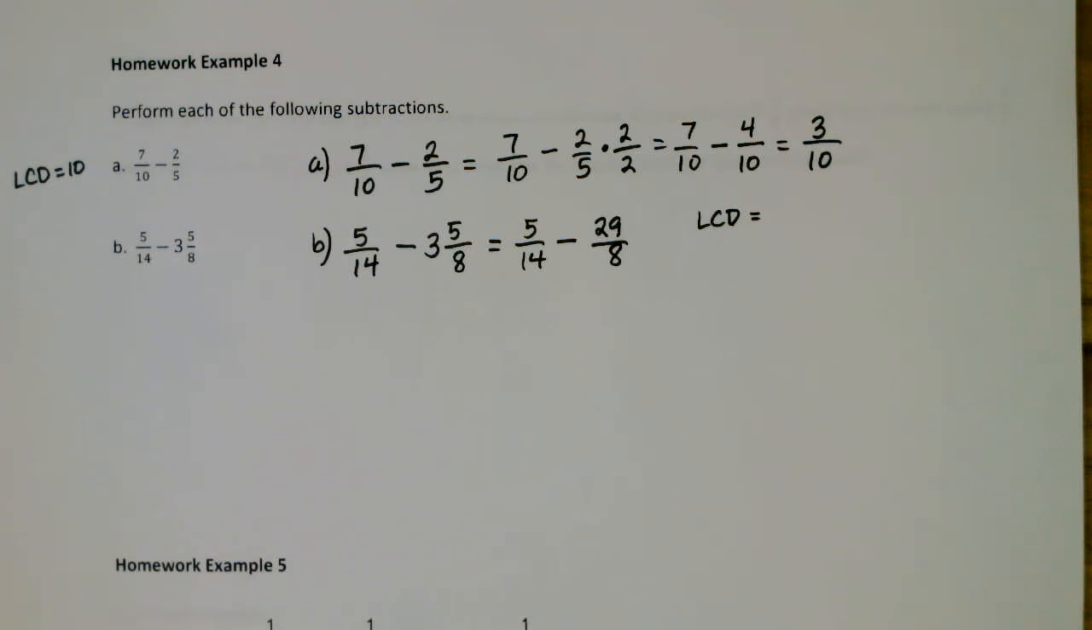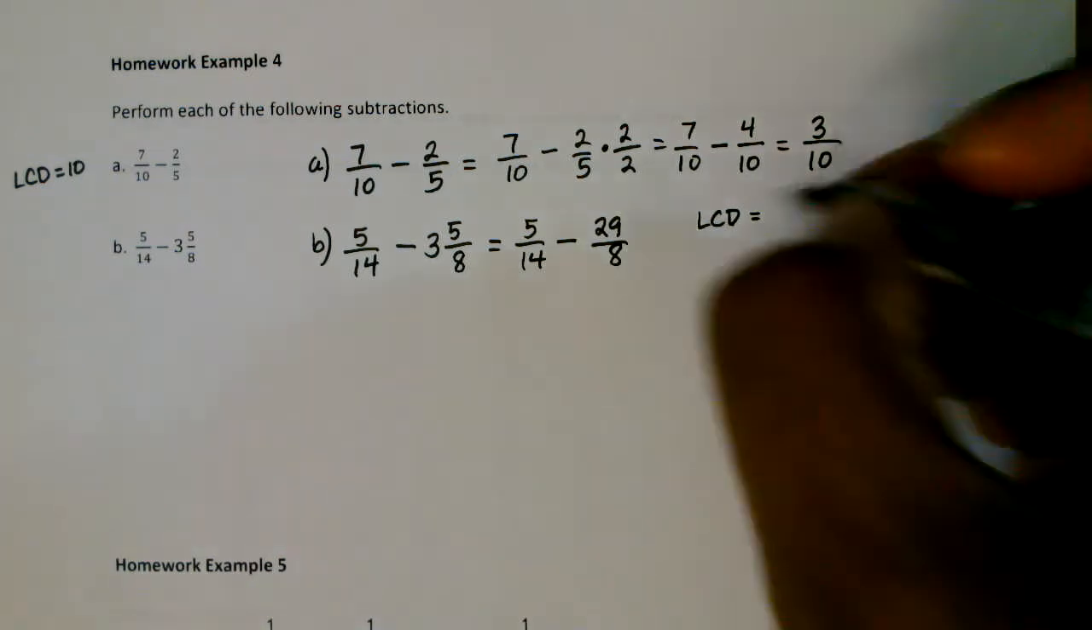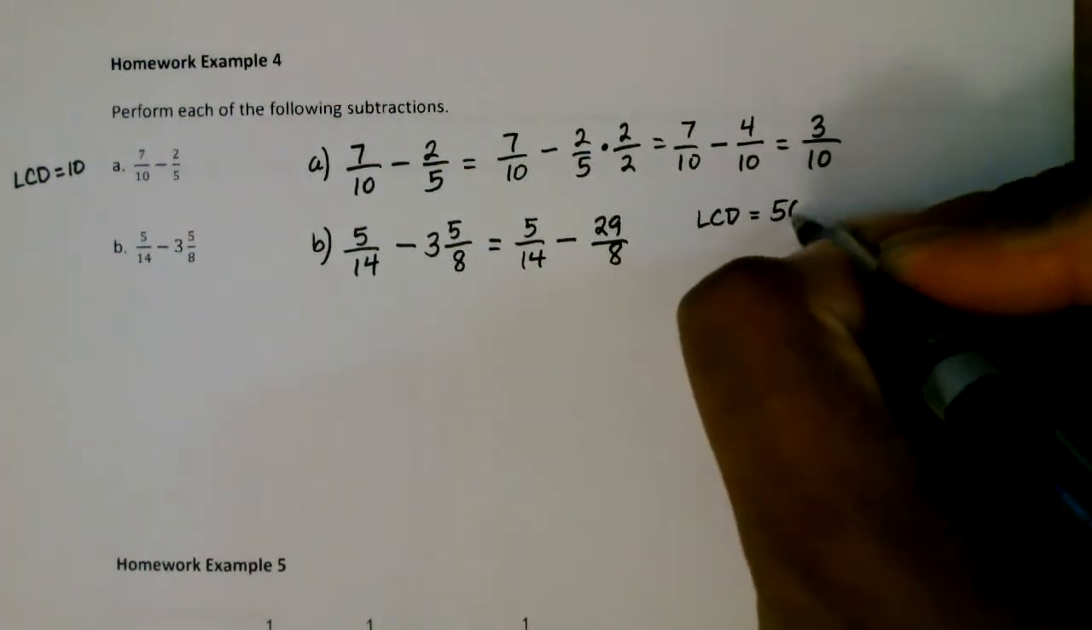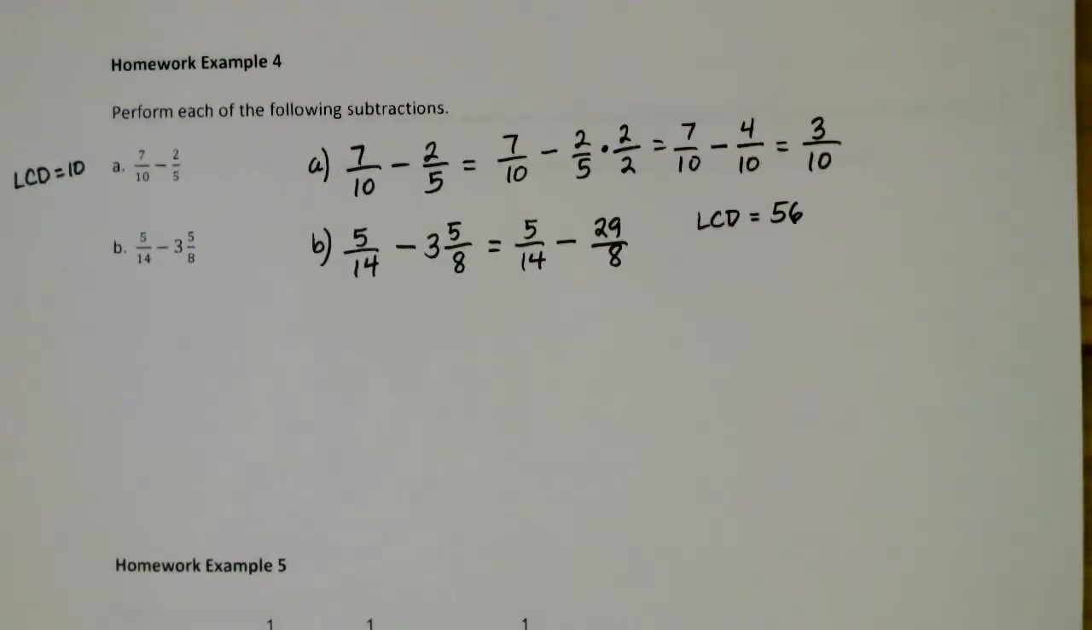Okay, so I want to think about this. It's 56. Now, what you could do there is list the multiples of 14 and the multiples of 8. And you're going to find out that you will get 56 as the smallest multiple for 14 and 8.